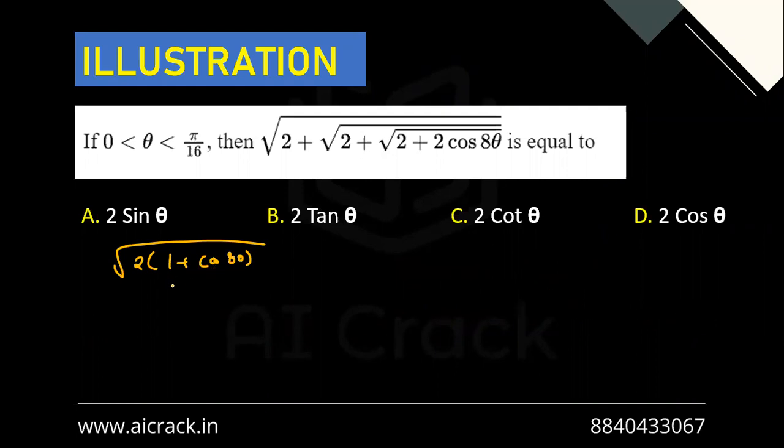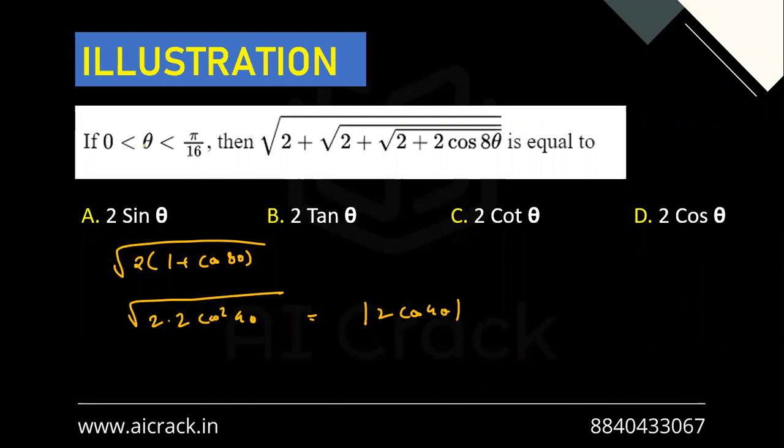Here it's written that 1 plus cos 8 theta, which is nothing but 2 cos square 4 theta. So what we'll get is 2 dot 2 cos square 4 theta, which comes out to be mod of 2 cos 4 theta. Why mod? Because anything under root which has a square comes out as mod, because the square root is always positive, right?